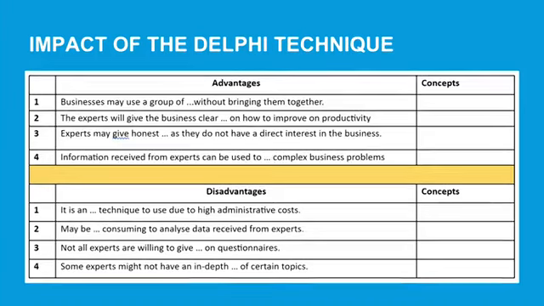Okay, so let's look at the impact of the Delphi technique. So it says businesses may use a group of experts without bringing them together. Okay, so that's an example, an advantage, because they will not be able to influence each other's decisions. The experts will give the business clear understanding on how to improve on productivity. Experts may give honest opinion as they do not have direct interest in the business. So that's quite important there.